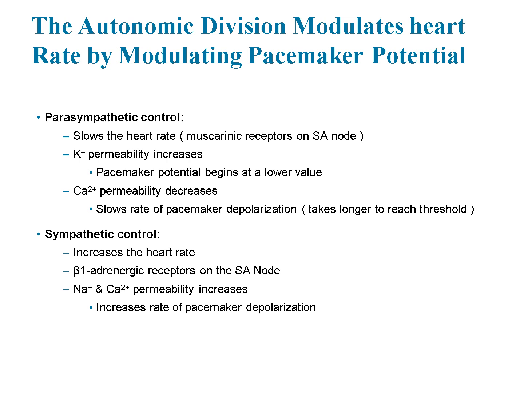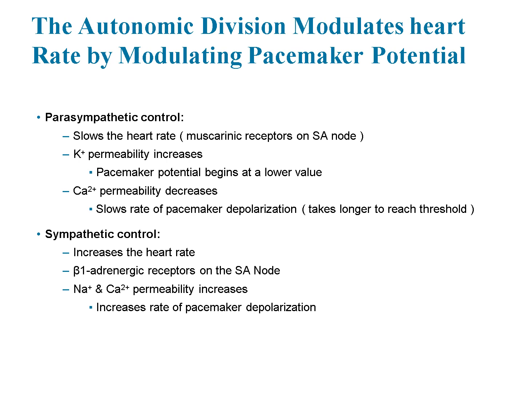Parasympathetic control slows the heart rate by acting on muscarinic receptors in the sinoatrial node. This leads to an increase in potassium permeability, which causes the pacemaker potential to begin at a lower, more negative value. At the same time, calcium permeability decreases, which slows the rate of depolarization. As a result, it takes longer for the membrane potential to reach the threshold needed to generate an action potential, effectively slowing the heart rate.